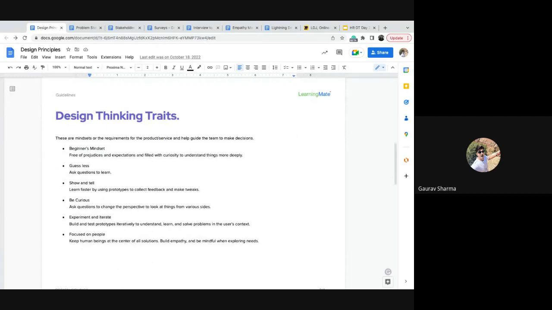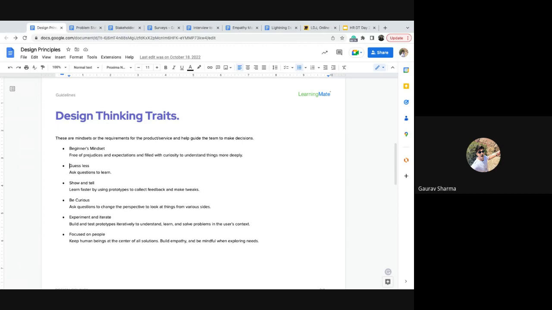Now, a few things that we have defined as the traits of somebody who's practicing design thinking: to have a beginner's mindset. We talked about it. To guess less, which essentially means that we ask questions or we observe and we learn rather than making assumptions. Show and tell is the whole visual thing that I talked about. Be curious, which is essentially always trying to ask questions and get somebody else's perspective. Experimenting as much as we can for anything that we design to solve a problem. We always experiment with a smaller beta or alpha team, so to speak. Try and put it in front of them and see how they react to it, and then continuously iterate and improve upon it.